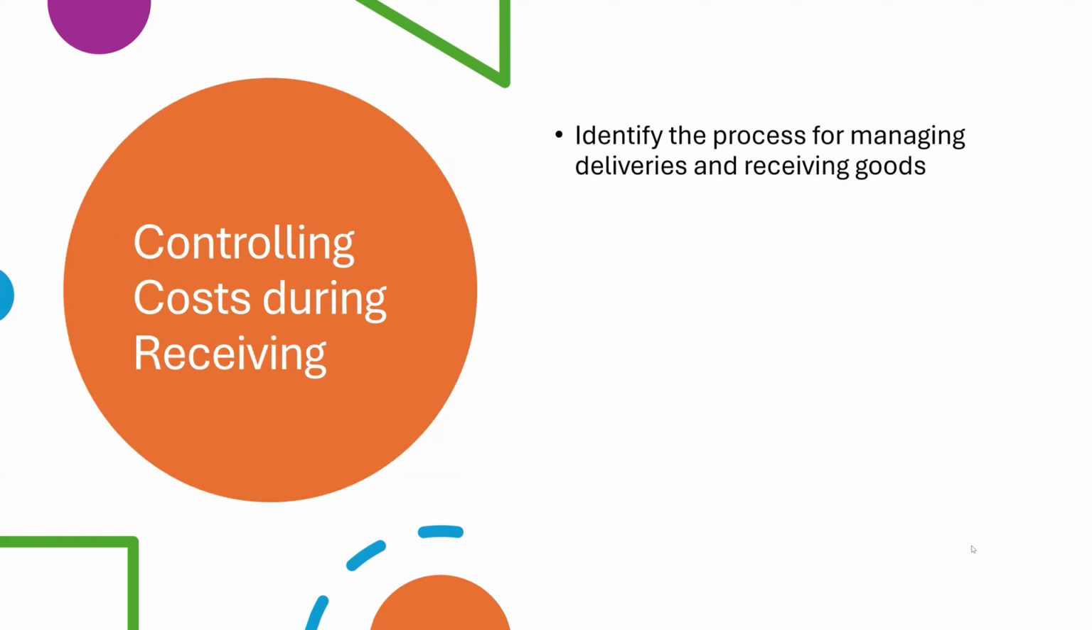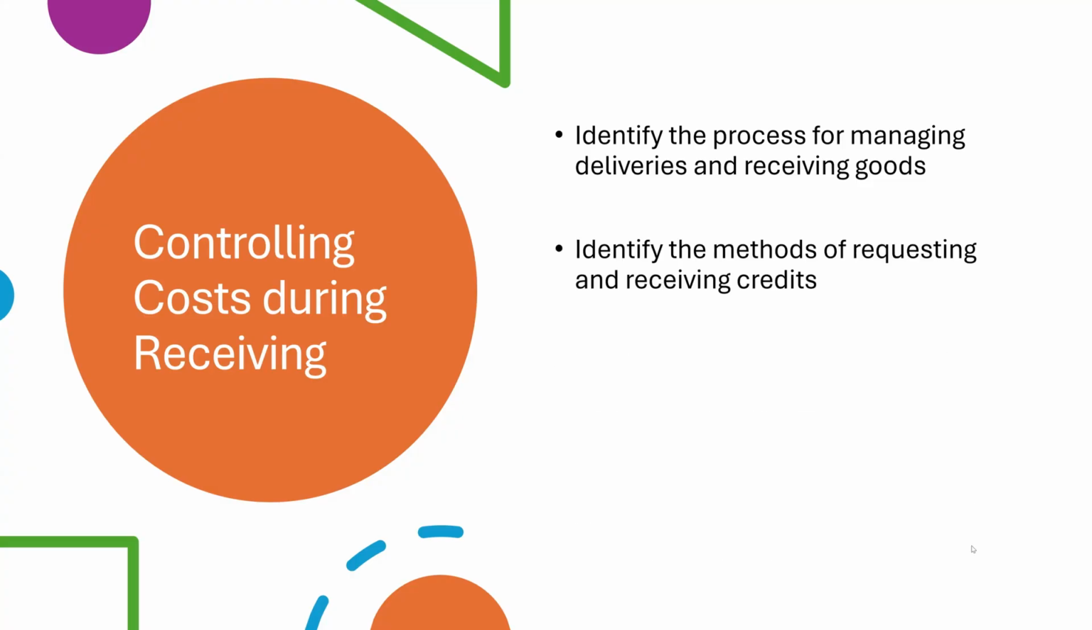Let's move over to what happens when we receive the product. And this is the order put in. We have to wait a handful of days, and now the deliveries come. So we want to make sure at the end of this little module that you identify the processes for managing deliveries and then receiving goods. How is that done? We just don't start unloading it off the truck and putting it into storage. There's a method. We want to identify the methods of requesting and receiving credits, and that usually is when something goes wrong or something isn't shipped properly.